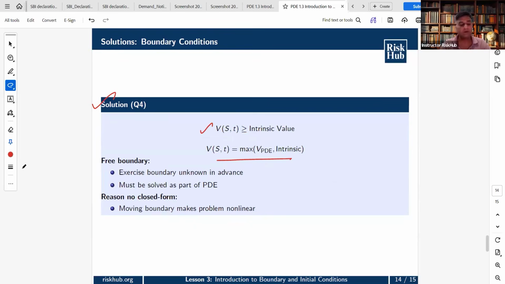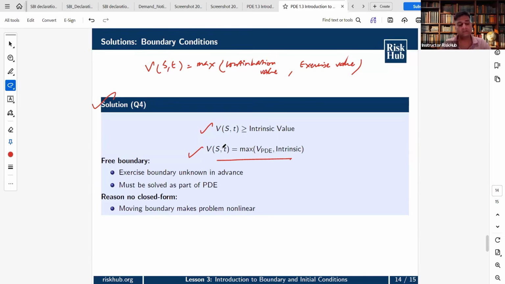Unlike your European option, an American option can be exercised early. For every point, the investor compares two choices. Continue holding, keep the option alive. Exercise now, take intrinsic value immediately. And therefore, V(S,T) is equal to the max of your continuation value and exercise value. This we have seen earlier in the previous chapter also, right? Okay, so the slide writes that as V(S,T) equals max of V from the PDE and intrinsic.